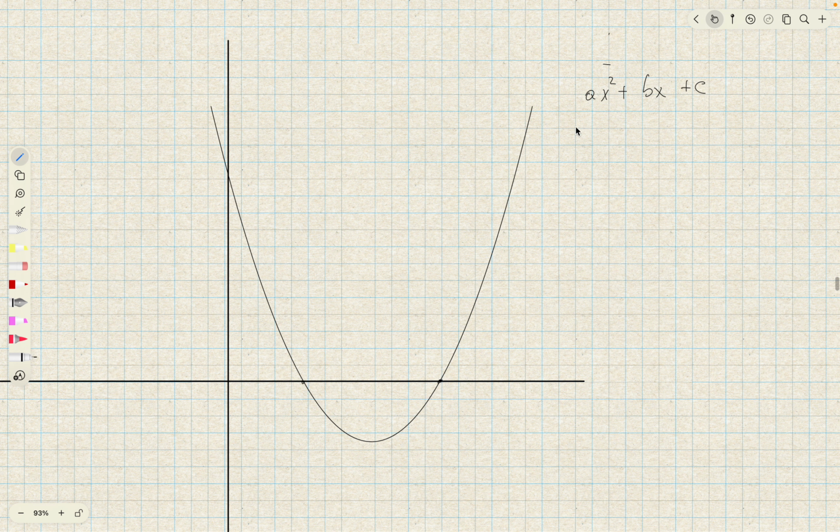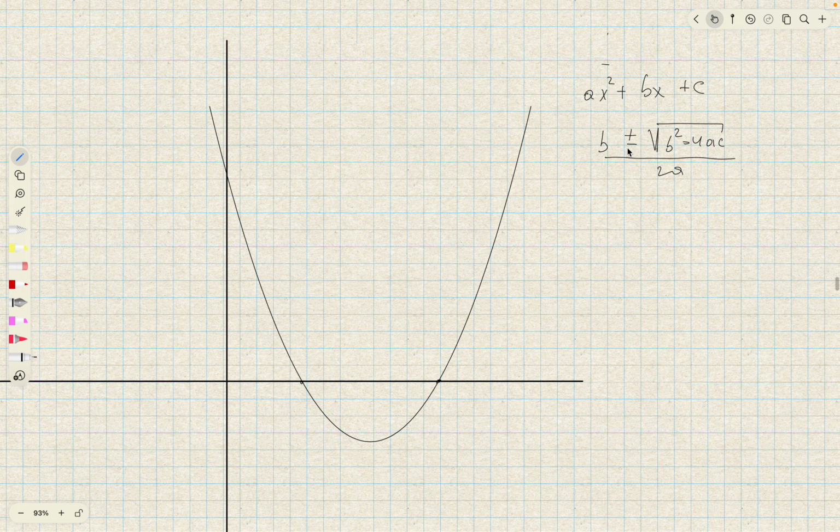For the quadratic formula there will be two places where the function crosses the x-axis, and it will be negative b plus or minus the square root of b squared minus 4ac, divided by 2a. Plus minus means the result of the plus will be one of the roots, and the minus will be the other root.